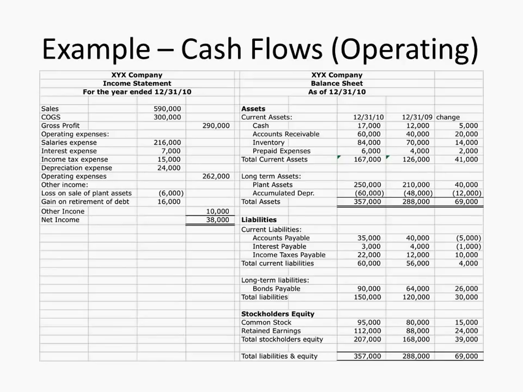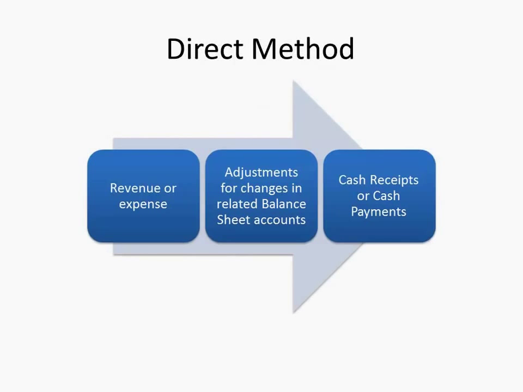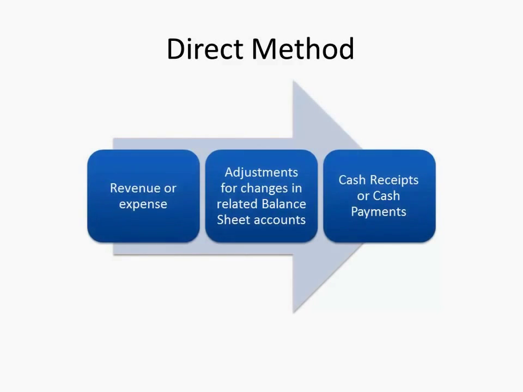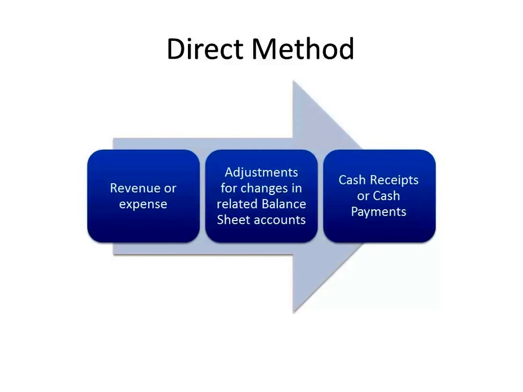So we're going to go ahead and prepare information that would go on a direct method, and then we're going to look at the indirect method statement of cash flows. Okay? So on the direct method, you're really starting with your income statement. You're going to look at your revenue and expense items.